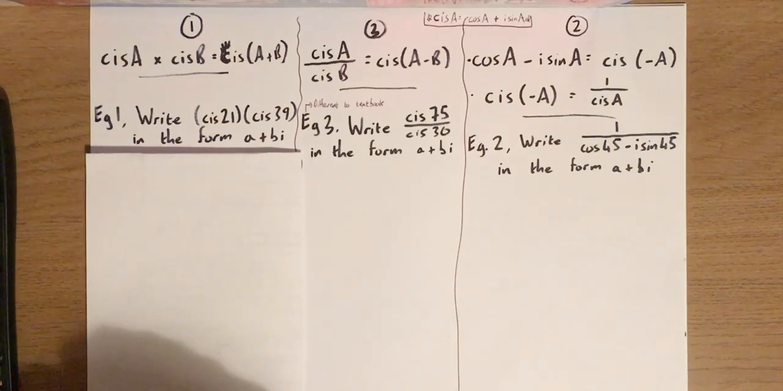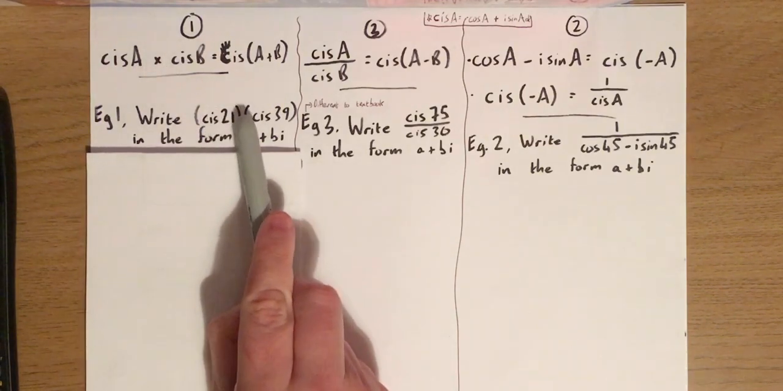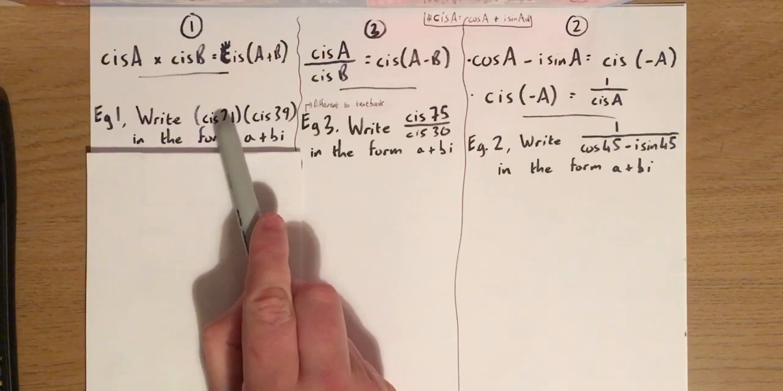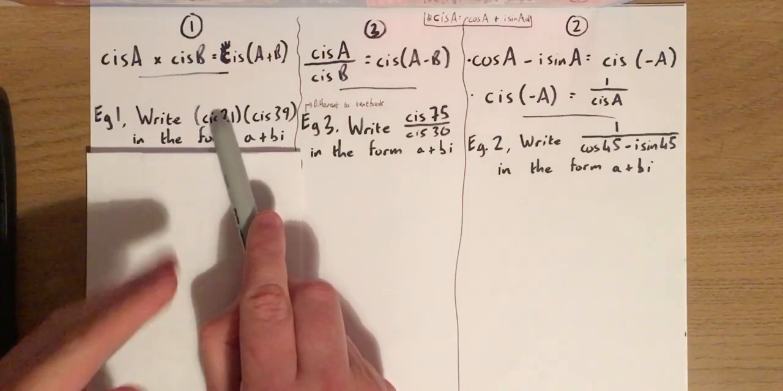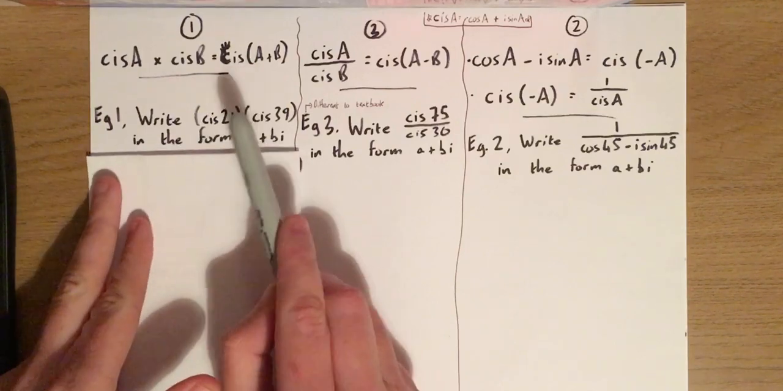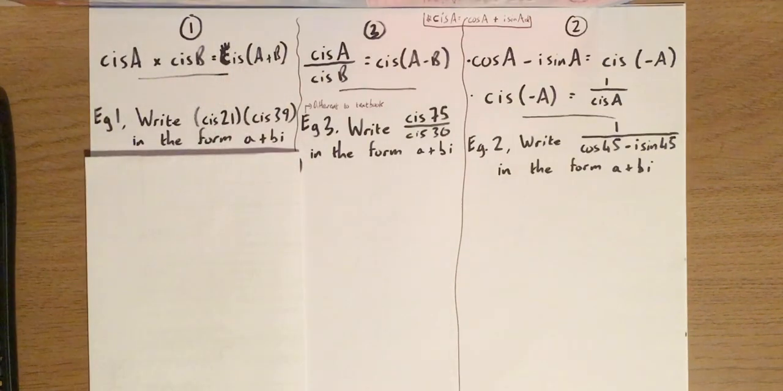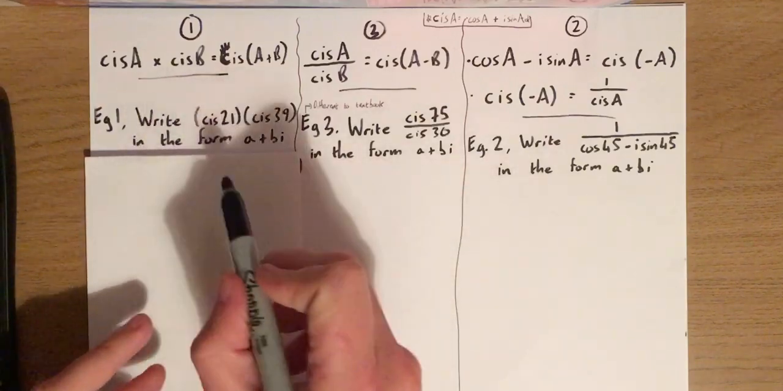Your book writes it out in full. It doesn't write cis 21 by cis 39. That's probably what it would look like in an exam. I'd say they're unlikely to use cis on an exam paper. They will write it out in full as cos 21 plus i sine 21 multiplied by cos 39 plus i sine 39. But anyway, we'll go on, we'll use this property.